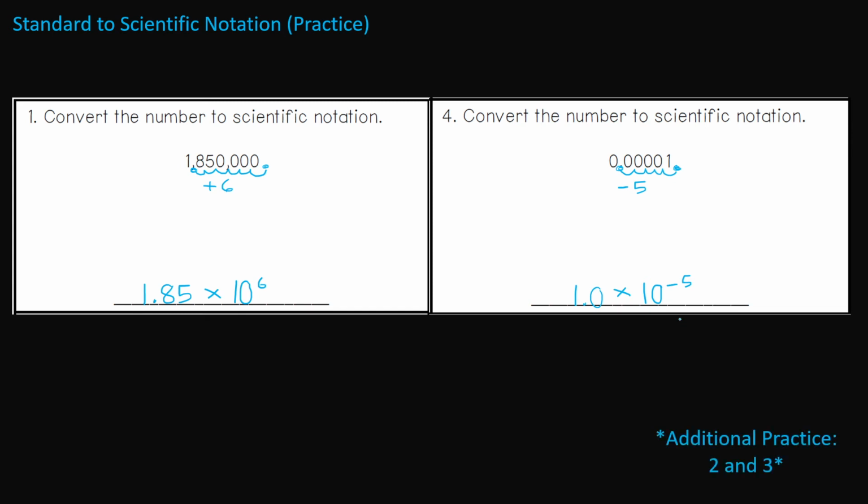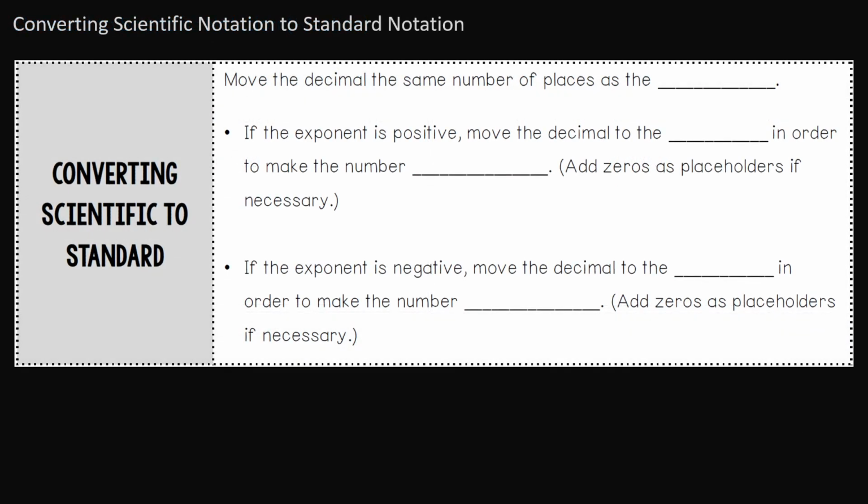For additional practice on these, I would try out problems 2 and 3. So let's say we want to go the other way. Let's say we have a number in scientific notation, but we really need to know the exact quantity or an estimate of the quantity. Well, we're going to convert from scientific notation to standard form.